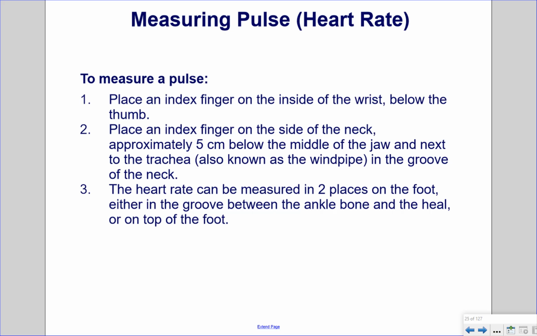To measure a pulse: 1. Place an index finger on the inside of the wrist, below the thumb. 2. Place an index finger on the side of the neck, approximately 5 centimeters below the middle of the jaw and next to the trachea, which is also known as the windpipe, in the groove of the neck. 3. The heart rate can be measured in 2 places on the foot, either in the groove between the ankle bone and the heel, or on top of the foot.